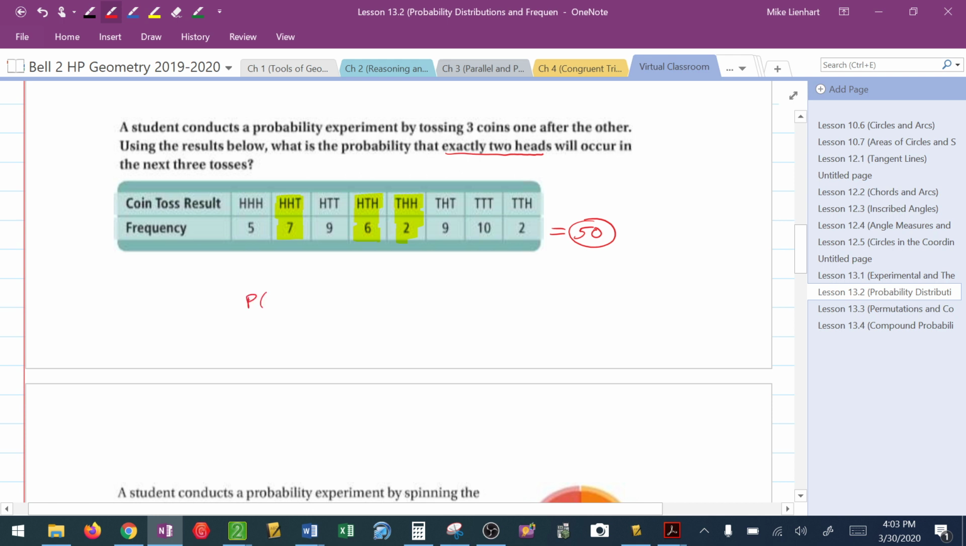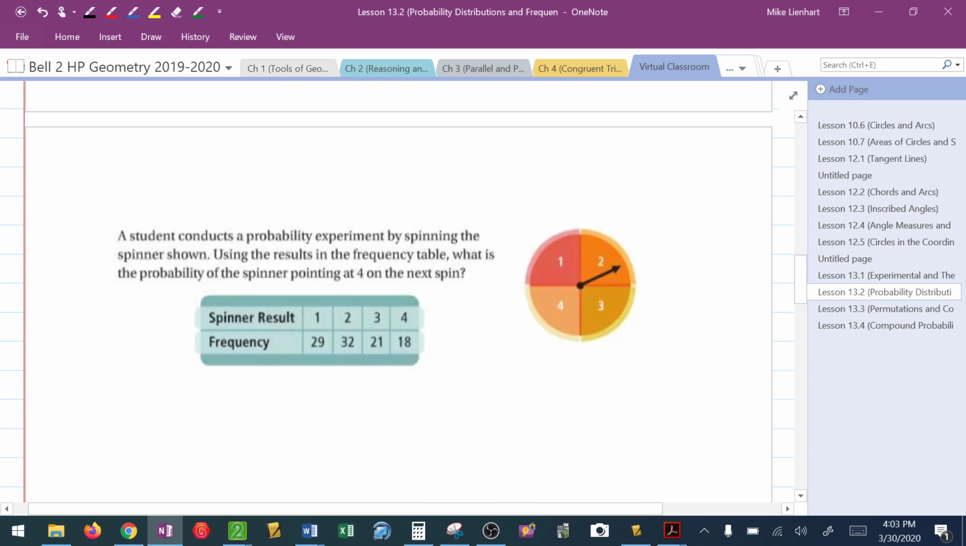So the probability of 2 heads is going to be success. Well, let's see, that would be 7 plus 6 plus 2, or 15 out of 50. I'm going to reduce that to 3 out of 10. You might have to write this as a percentage or as a decimal, and we should all be able to convert fractions to decimals to percents. If you need help with that, let me know.